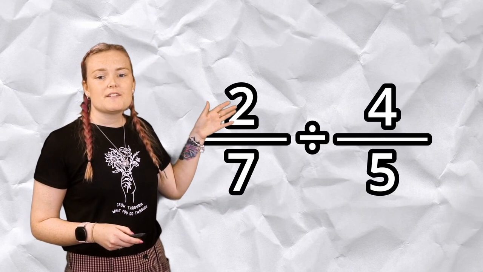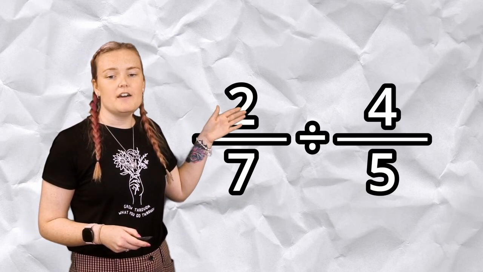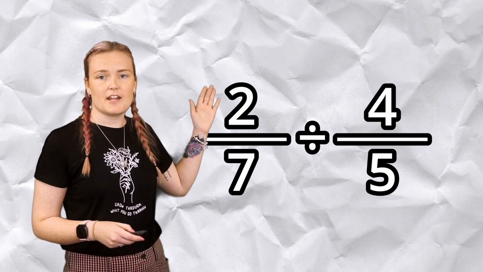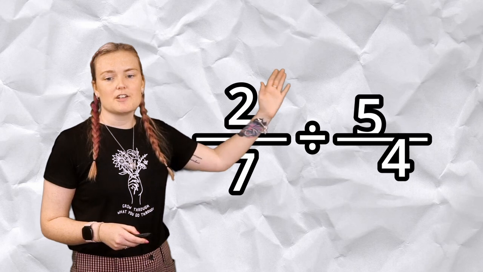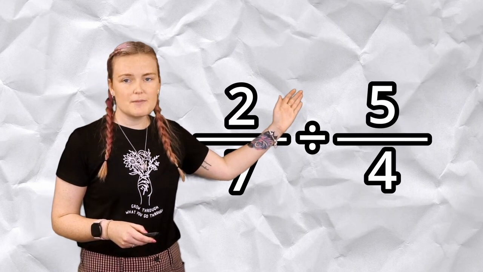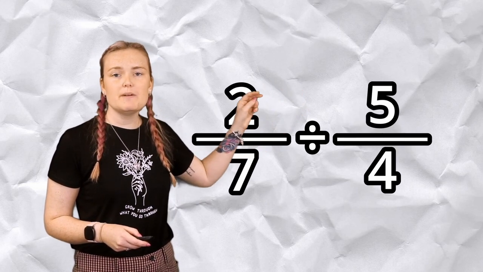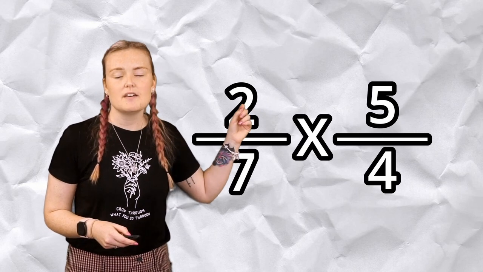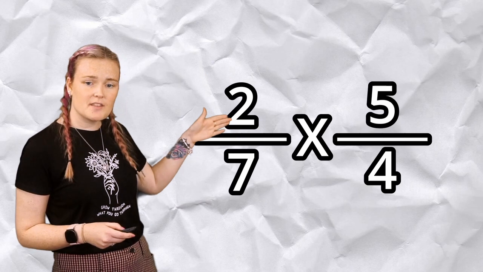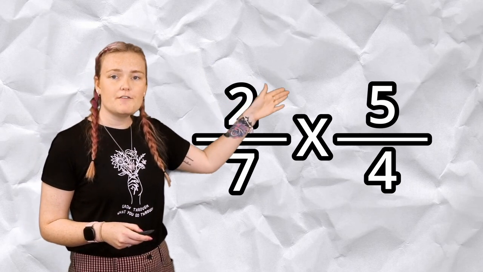So the first bit means to keep the first fraction. So 2/7 divided by 4/5, I'm going to keep that first fraction as it is. Then I'm going to flip the second fraction. So 4/5 becomes 5/4. And change means change the sign. So instead of a divide, I'm going to make it a times. So I'm left with 2/7 times by 5/4.